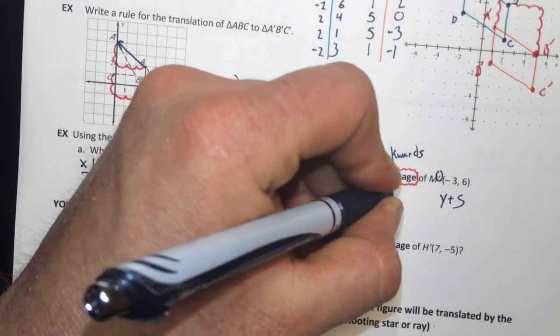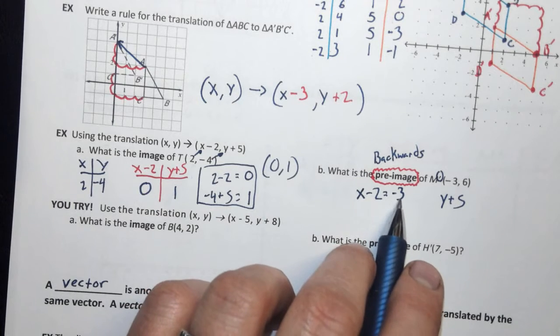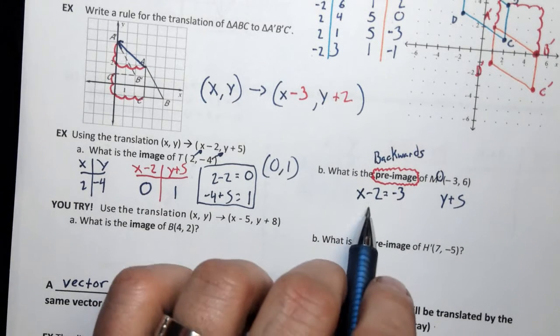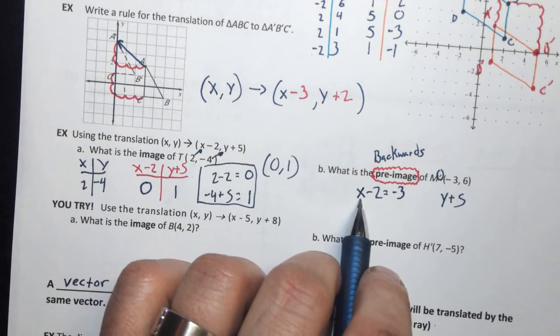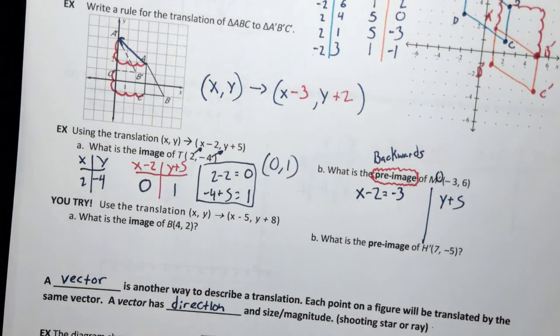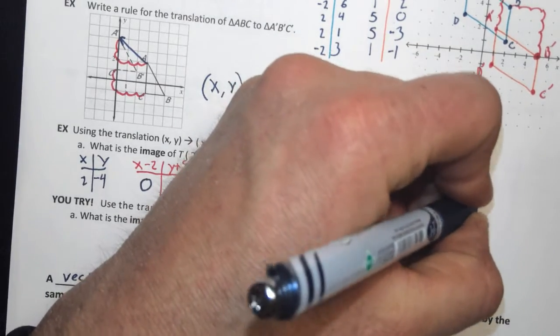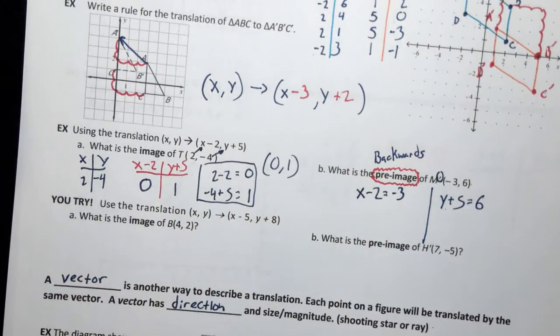So that means this -3 is going to go into my little rule right here, but it's going to go at the back. This is where the final answer usually goes. And I'm going to need to figure out where the original spot of the x value was, and I'm going to do that by solving. I'm going to do the same thing for y. Y plus 5 is going to give me the answer of 6, and I need to figure out where the original place, or the pre-image, was before it got moved to the new spot, which is 6.